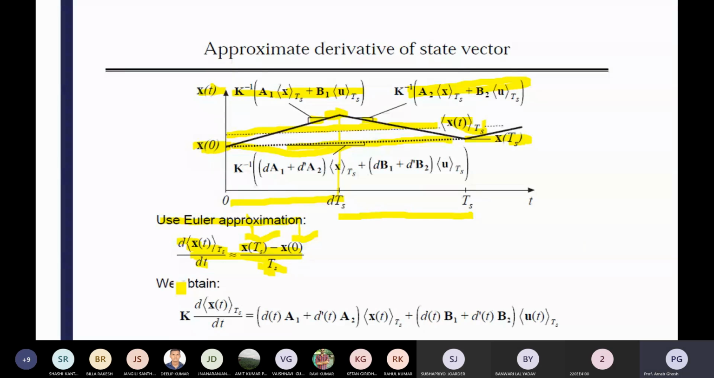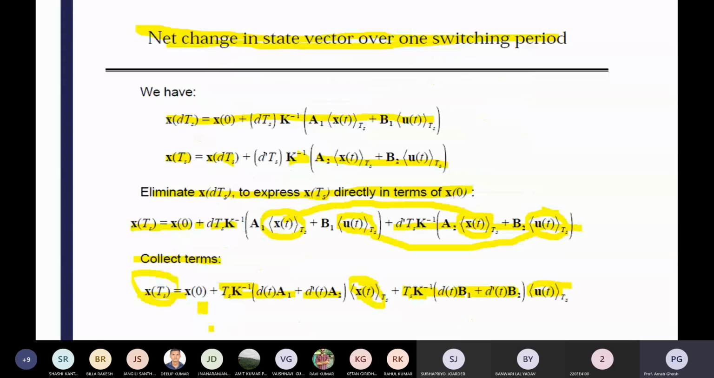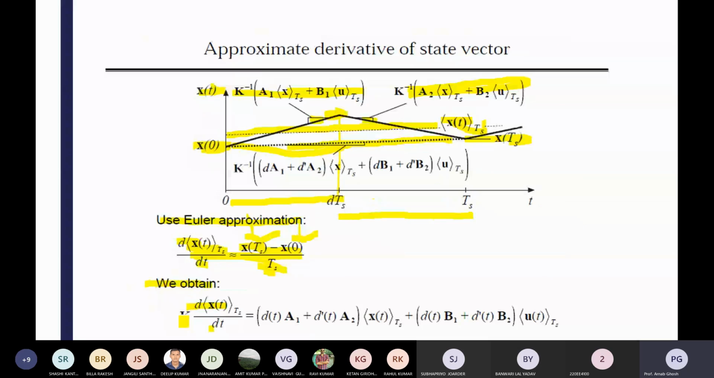So finally you will get the derivative: K dx(t)/dt. K inverse is there, so you can move it from the right side to the left side. So K dx(t)/dt equals d A1 plus d' A2, multiplied with x(t), plus d B1 plus d' B2 multiplied with u(t). I think you are able to understand this simple thing. You should do that total portion in your classwork copy. After completing this chapter you have to submit it, so day to day you have to keep it updated.